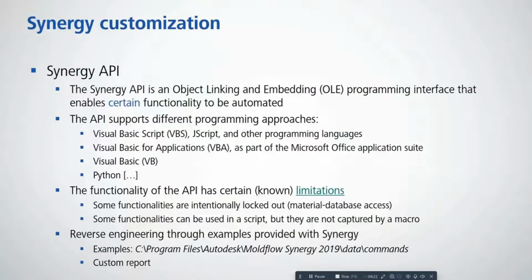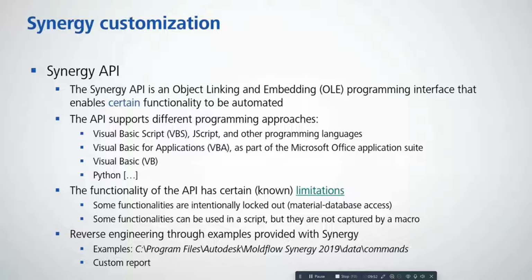Now let's talk about the Synergy customization, the Synergy API. The Synergy API is an object linking and embedding (OLE) programming interface that enables certain functionality to be automated. The API supports different programming approaches: Visual Basic Script, that's VBS, JScript, and other programming languages. Then Visual Basic for Applications, VBA, as part of the Microsoft Office application suite, and Visual Basic, VB. Then you have Python and so on and so forth.